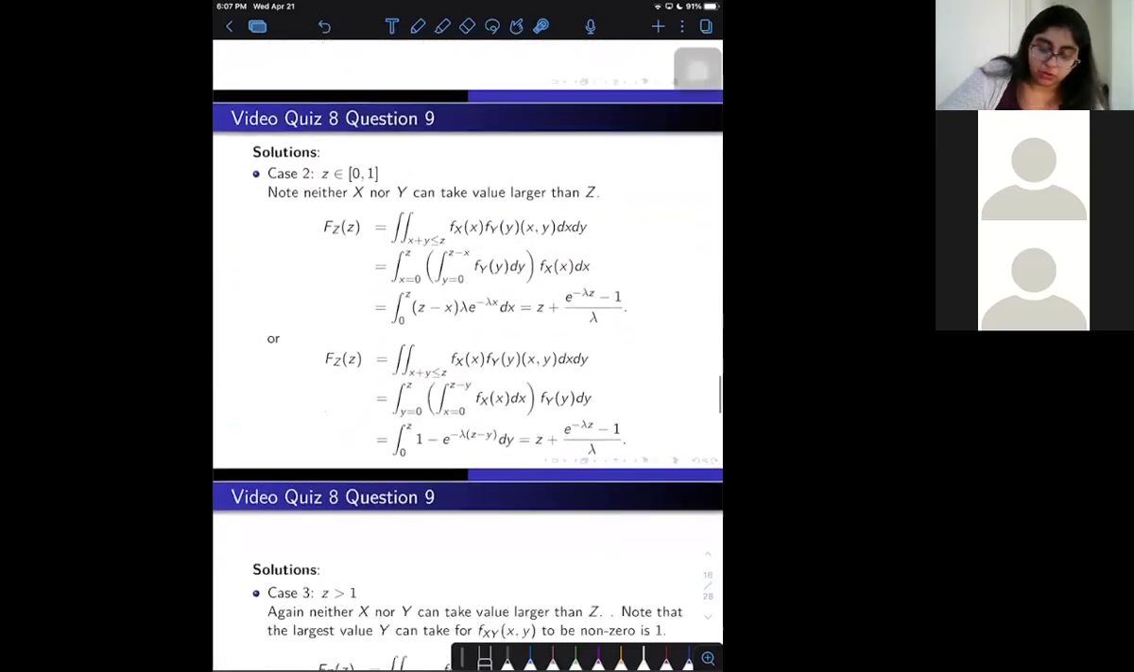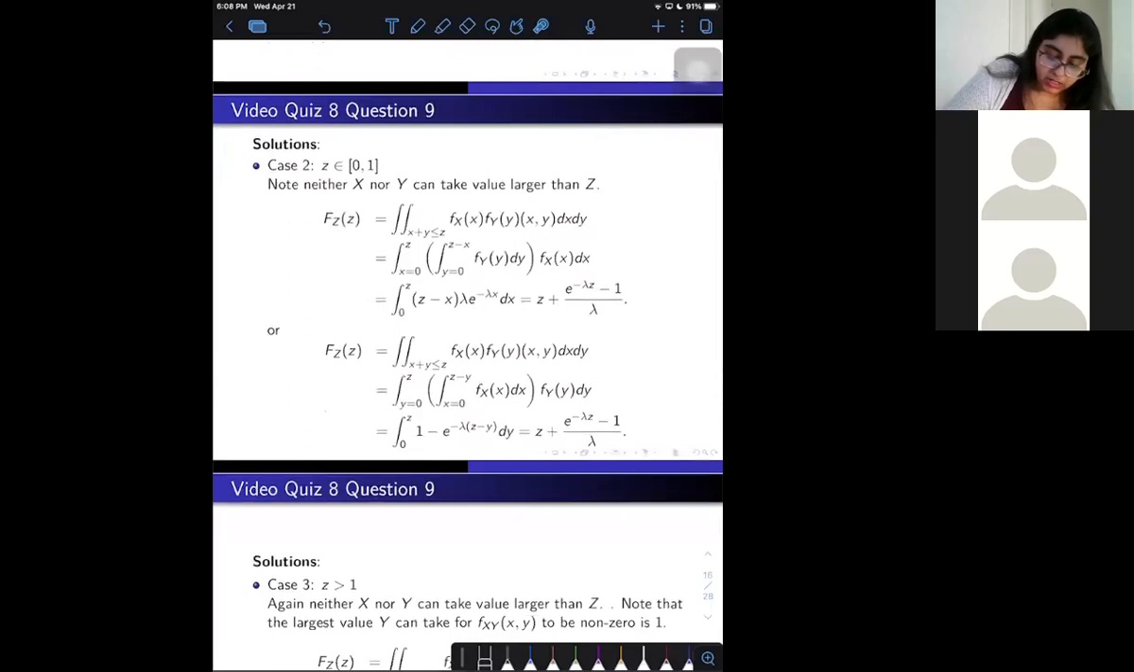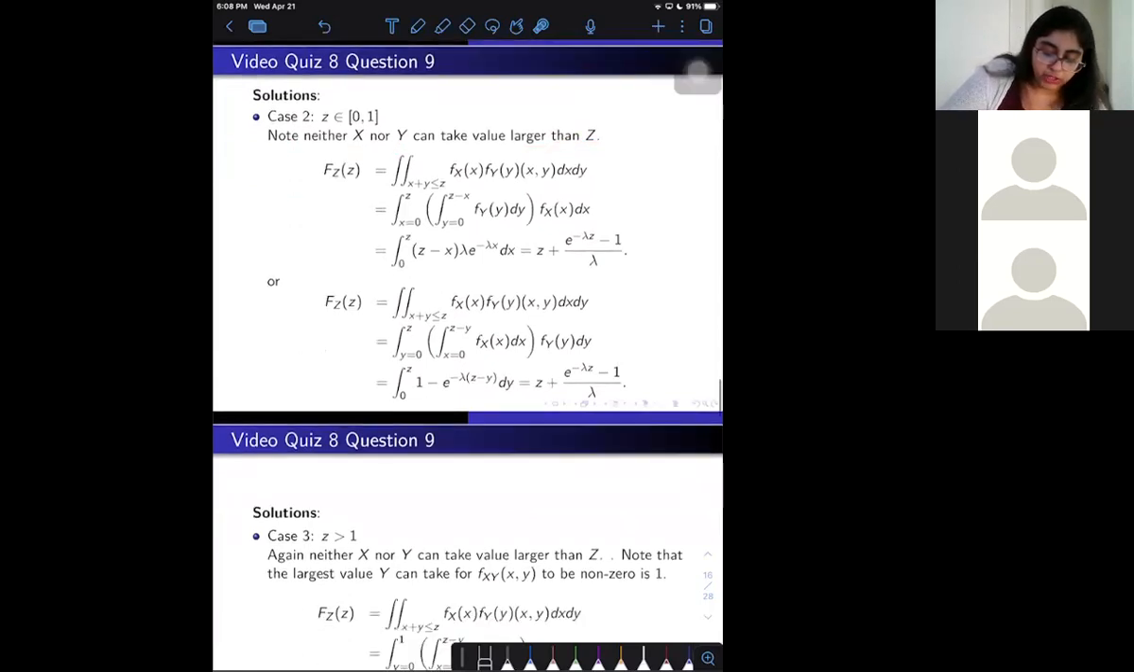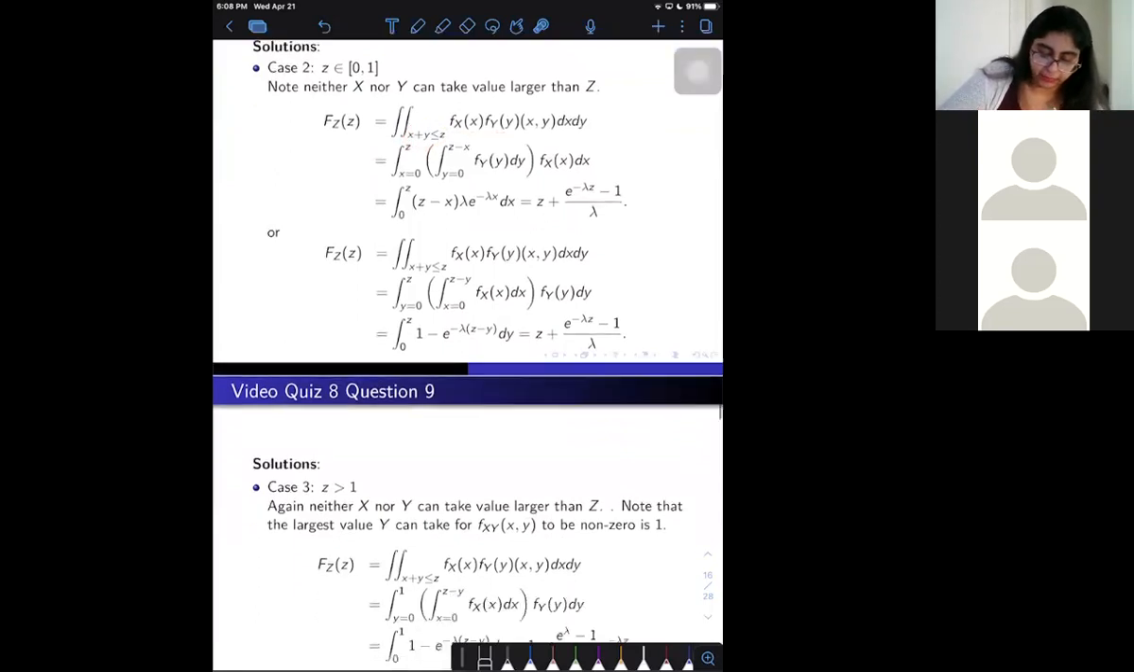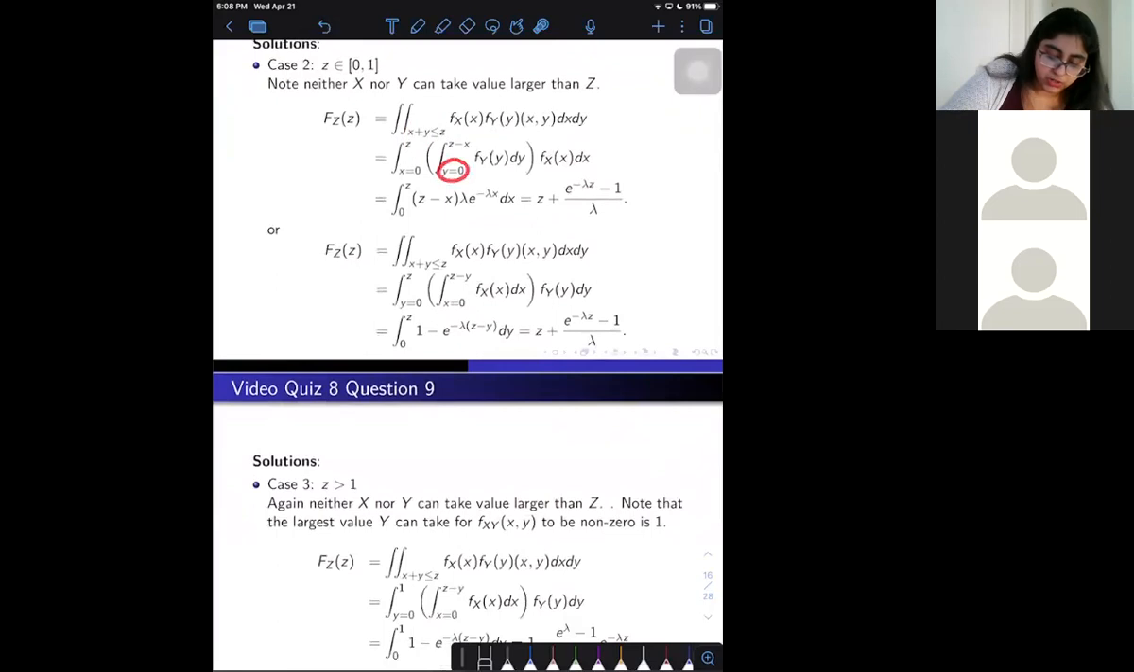Note that neither X nor Y can take a value larger than Z. So we know X plus Y is less than or equal to Z. Since these are independent, we can multiply their marginals. Y is from 0 to Z minus X, and then X is from 0 to Z. So we'll do this part.